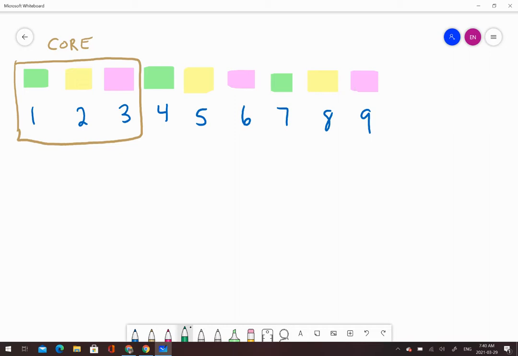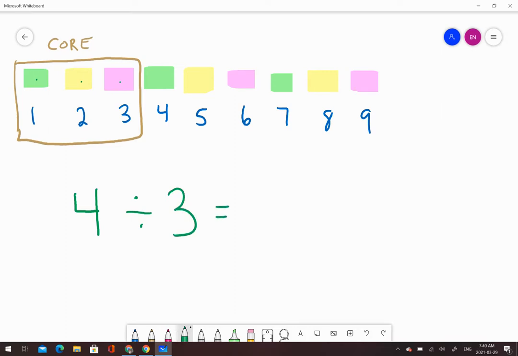I want to know what my 4th term is going to be. So what I'm going to do is start by putting the term I'm curious about, and I'm going to divide it by the number of terms in my core. You can see here my core has 1, 2, 3 terms in it. So I'm going to say 4 divided by 3.